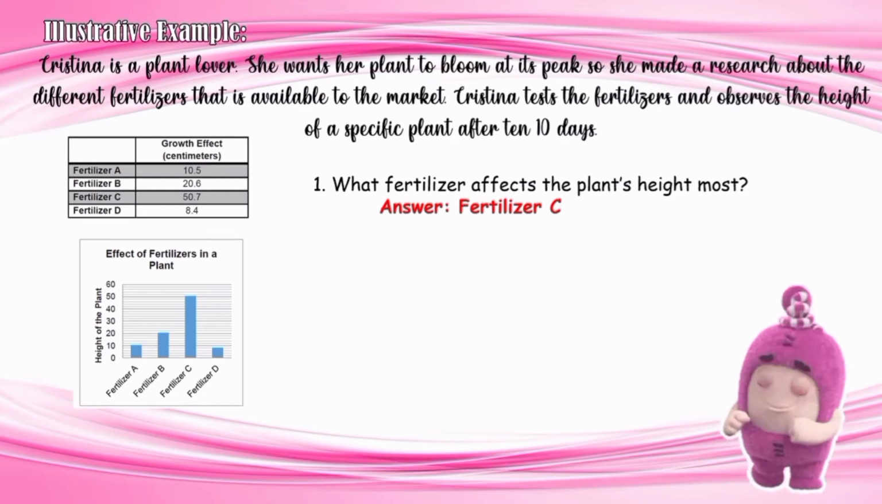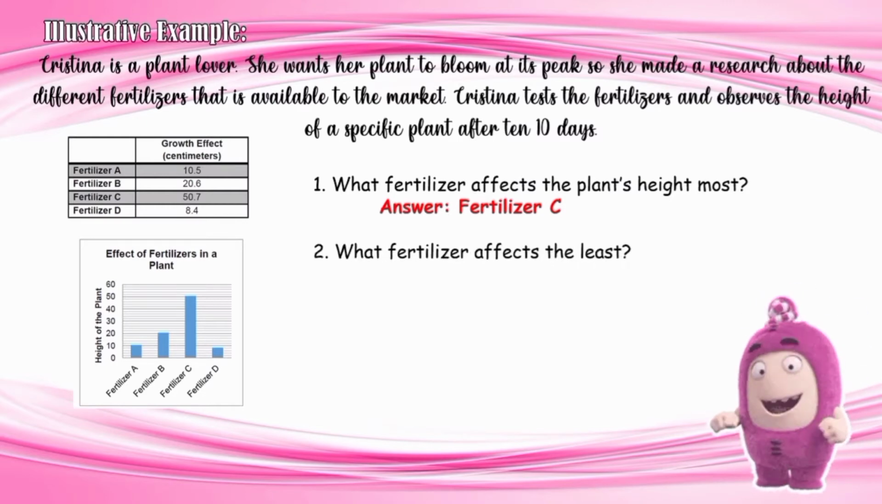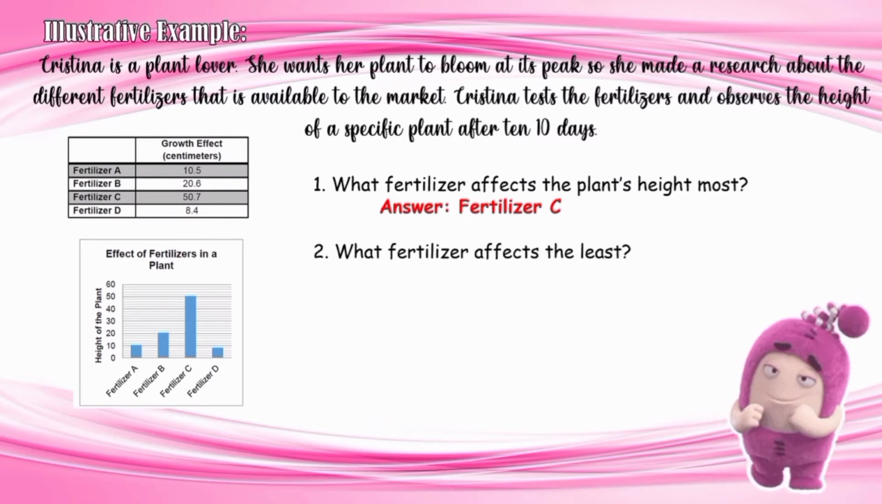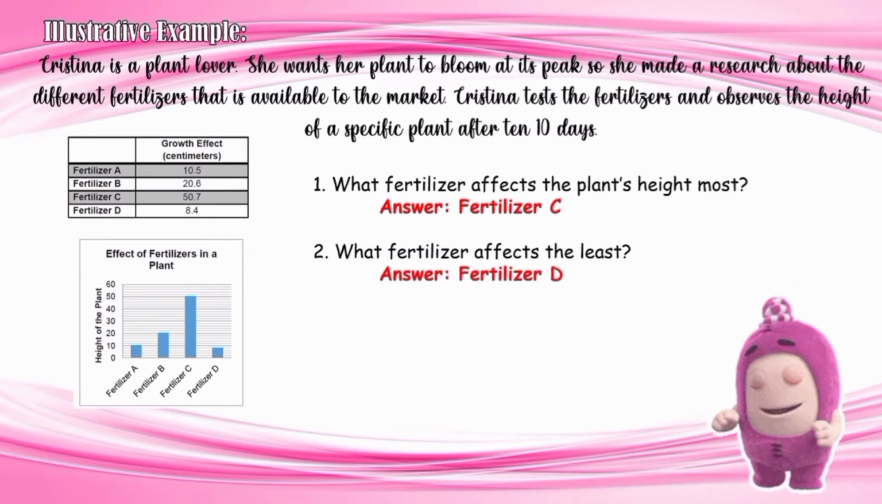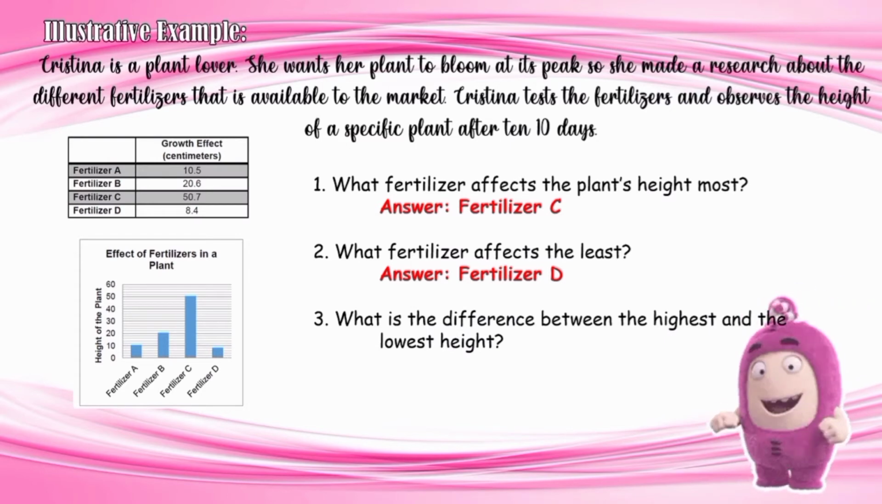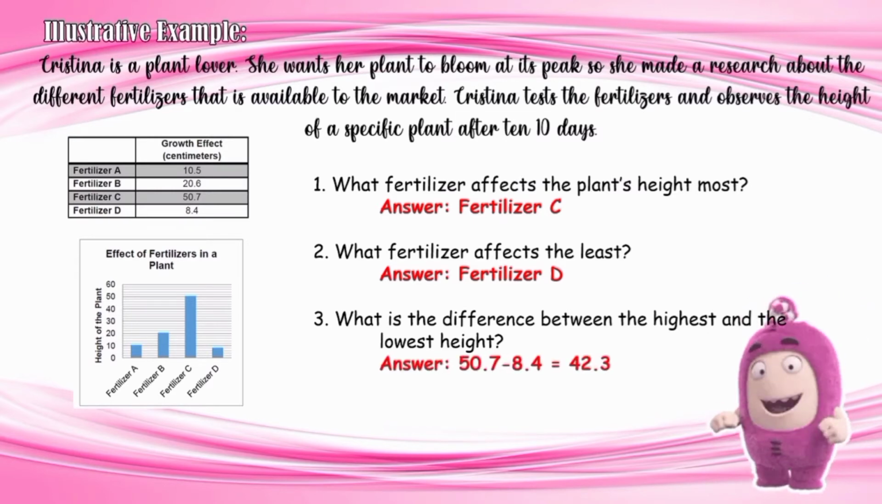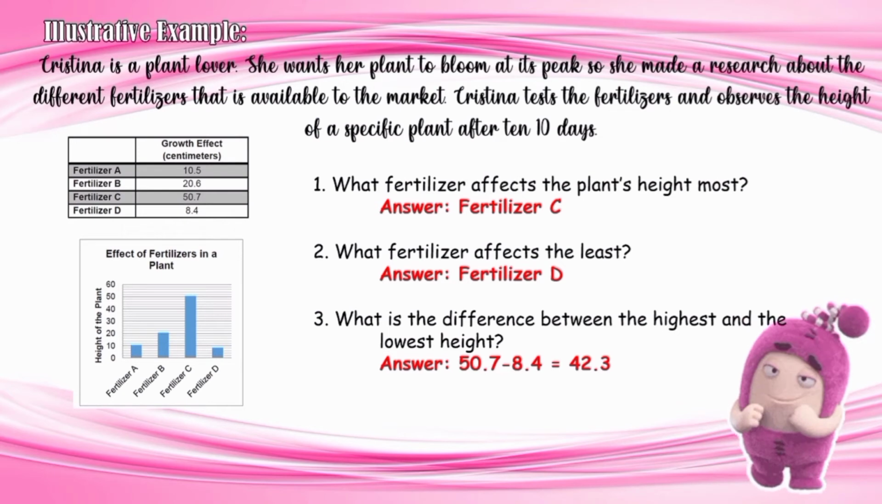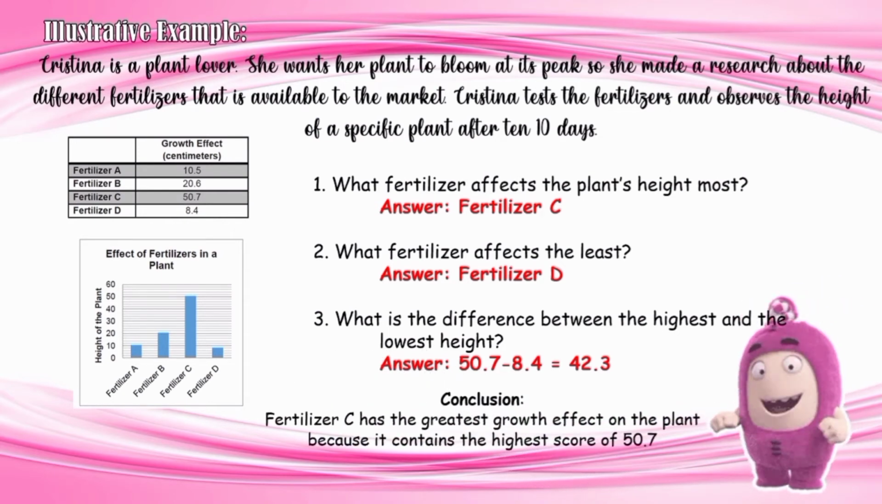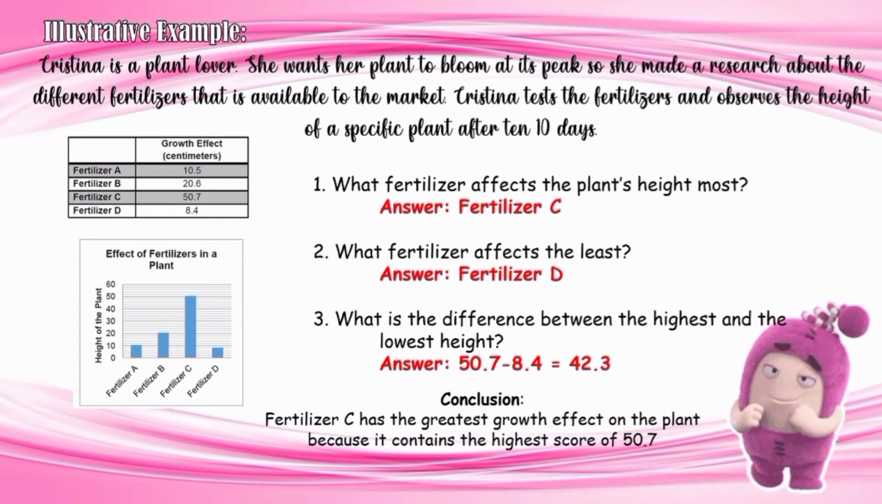Fertilizer C. Question number 2. What fertilizer affects the least? Fertilizer D. Question number 3. What is the difference between the highest and the lowest height? 50.7 minus 8.4 is equal to 42.3 centimeters. For our conclusion, fertilizer C has the greatest growth effect on the plant because it contains the highest score of 50.7.